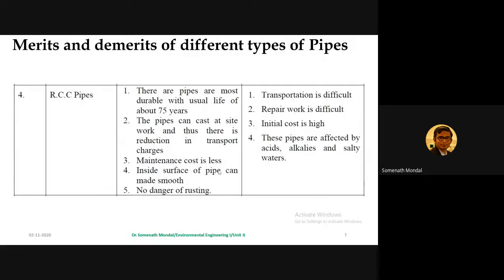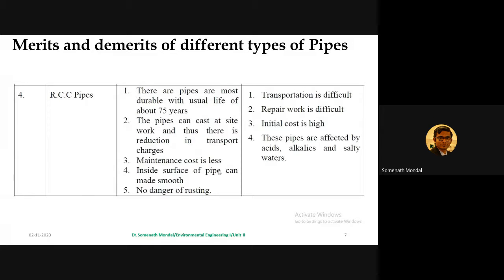Now coming to RCC pipes. In case of RCC pipes, their durability is the same as the prestressed concrete pipes, and these can be cast at the site itself. So no transportation is required, maintenance cost is less, the problem of corrosion is not there, and the inside surface of the pipe can be made smooth, thus reducing the frictional loss.